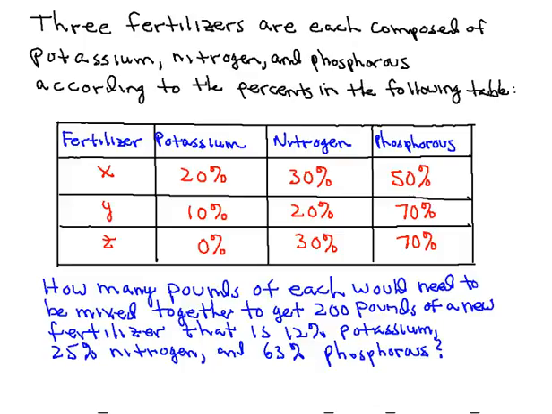So here's what we need to find out. We'd like to know how many pounds of each fertilizer would be needed to be mixed together to get 200 pounds of a new fertilizer that's 12% potassium, 25% nitrogen, and 63% phosphorus. Now what's helpful in this problem is that the information according to what's known and unknown is organized very conveniently into this chart. So what we'll do next is define the variables maybe a little more completely and then set up the system of equations we need to solve the problem.